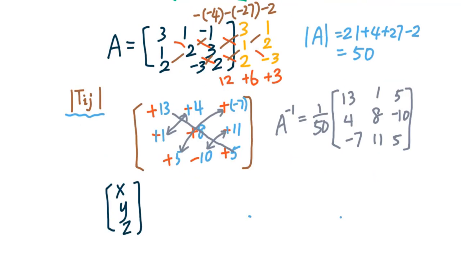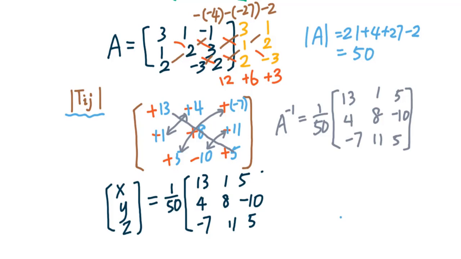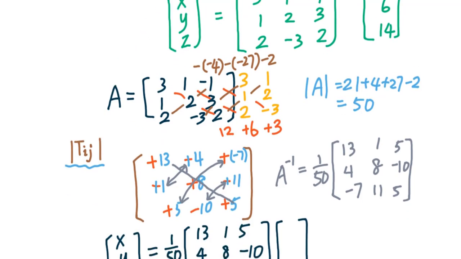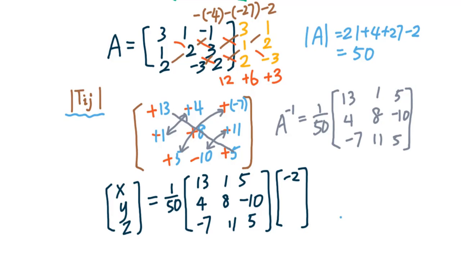And the matrix of x, y, z equals 1 over 50 times [13, 1, 5; 4, 8, -10; -7, 11, 5]. Then you multiply by the matrix of constants, which is [-2; 6; 14]. Then we will work this out.